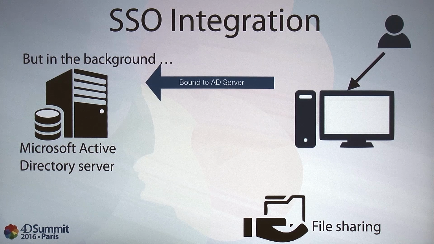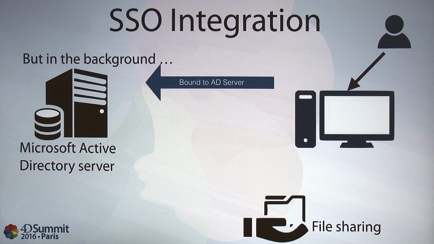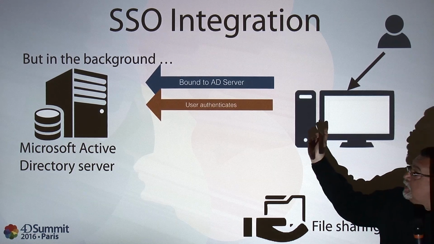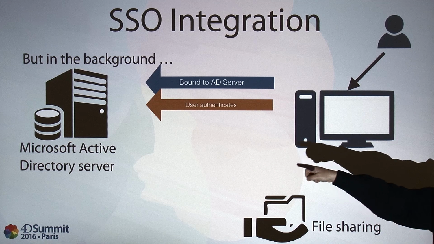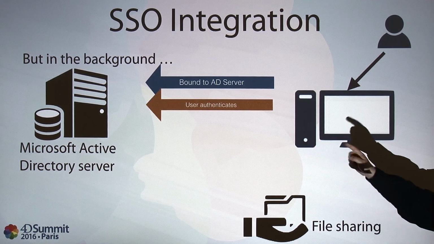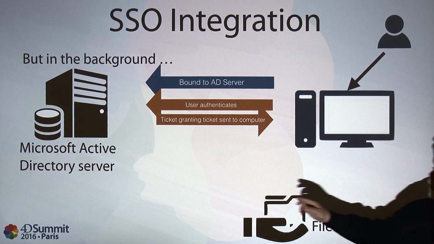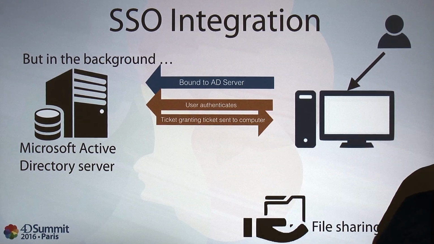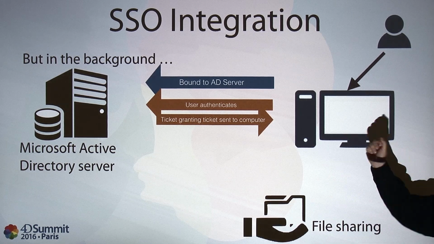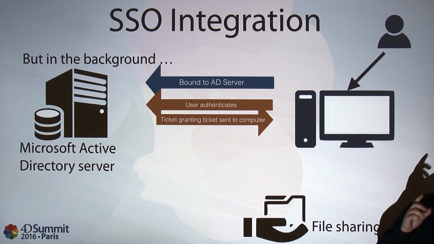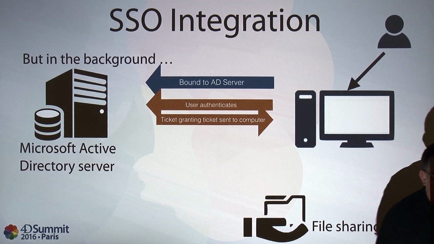Then Laurent comes to work, logs in, sits, and what happens? The user authenticates against the Active Directory server. Is there a user Laurent? Yes, there is. Okay, allow him to log in. And when allowing him to log in, what he's getting is something called a ticket granting ticket, which is sent to the computer. So imagine it like a passport, for example. That's the passport.